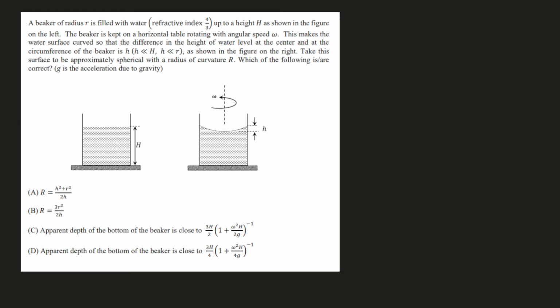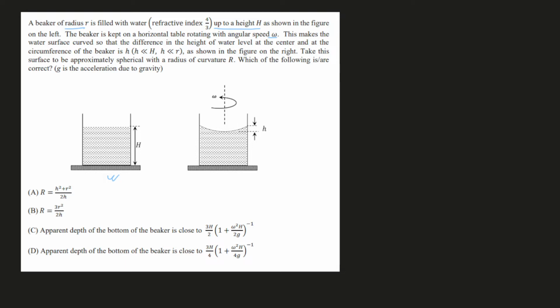This seems to be an interesting problem. This is from the JEE Advanced 2020 Physics Paper 2. It says that a beaker of radius r is filled with water, which has a refractive index of 4/3, up to a height H, as shown in the figure on the left, so this one. The beaker is kept on a horizontal table, rotating with angular speed omega, all right?